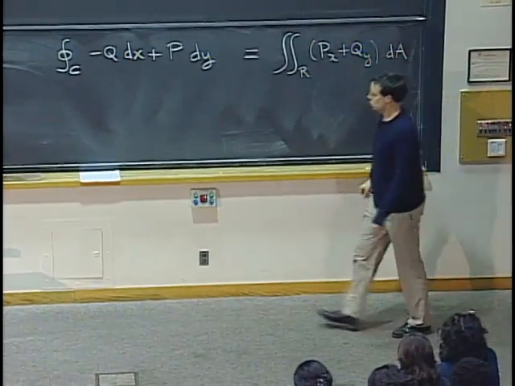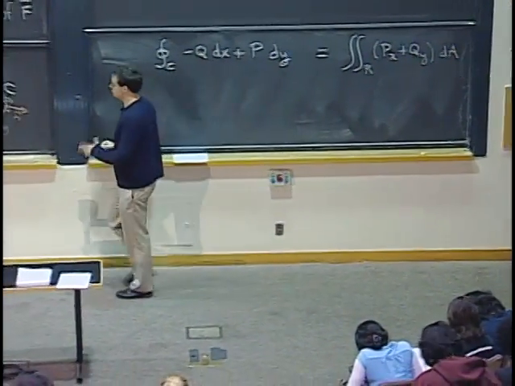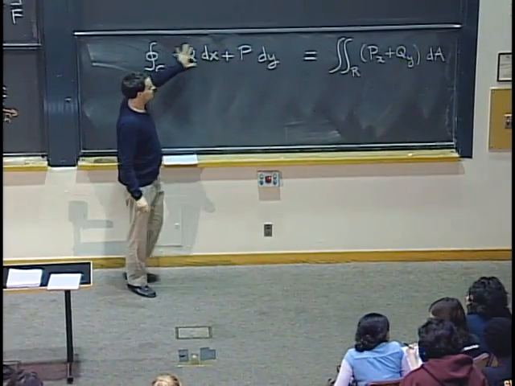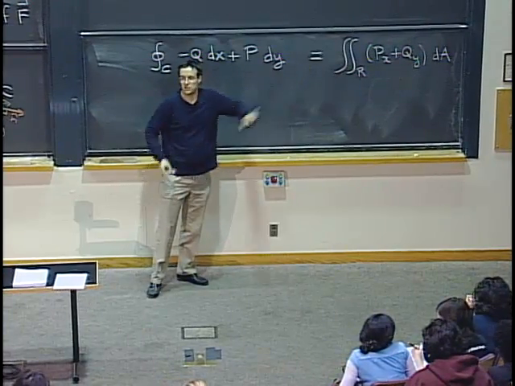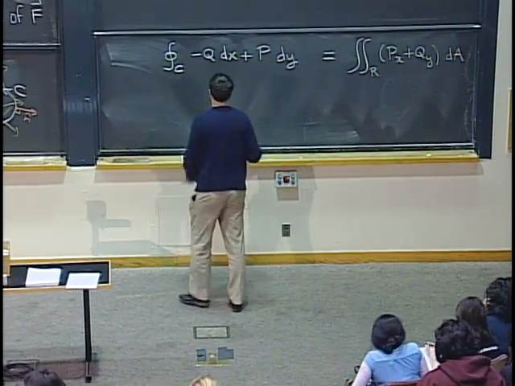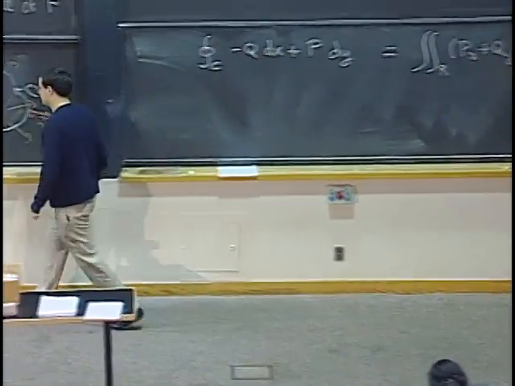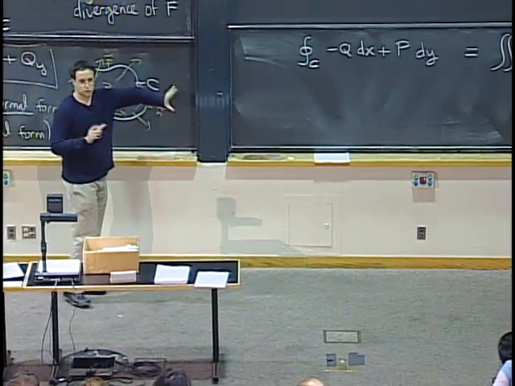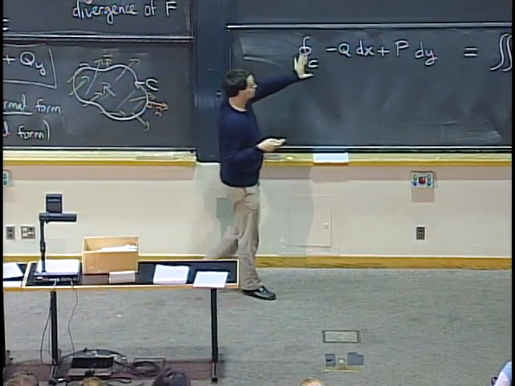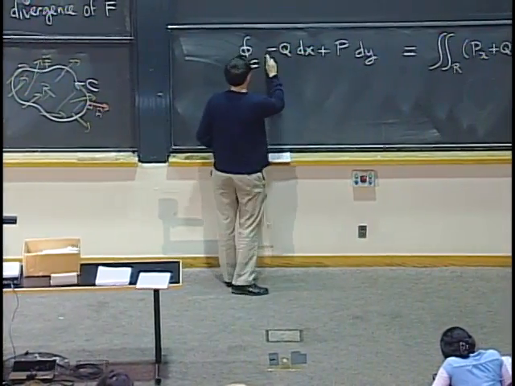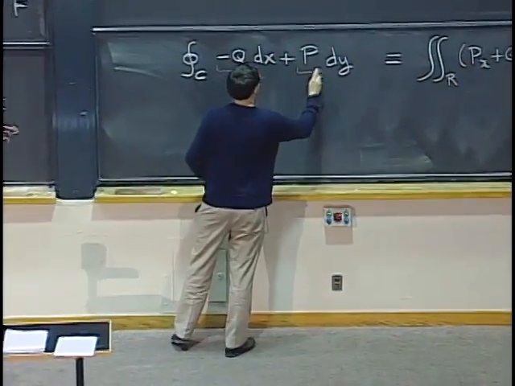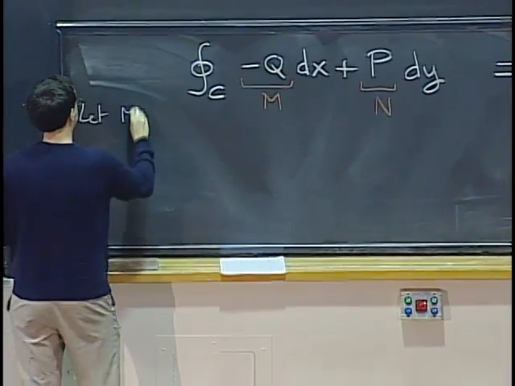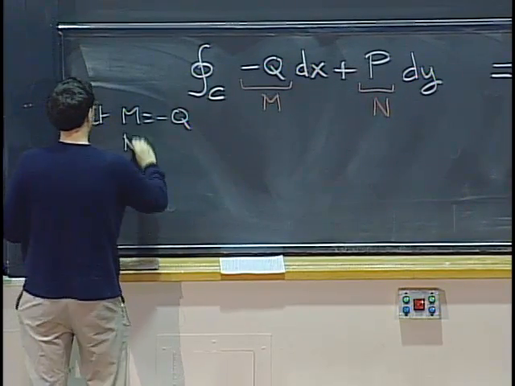So this is really one of the features of Green's theorem. No matter which form it's in, it relates a line integral to a double integral. So let's try to see if we can reduce it to the one we had yesterday. Let me forget what these things mean physically and just focus on the math. On the math, it's a line integral of something dx plus something dy. So let's call this guy m, and this guy n. So let m equal negative q, and n equal p.